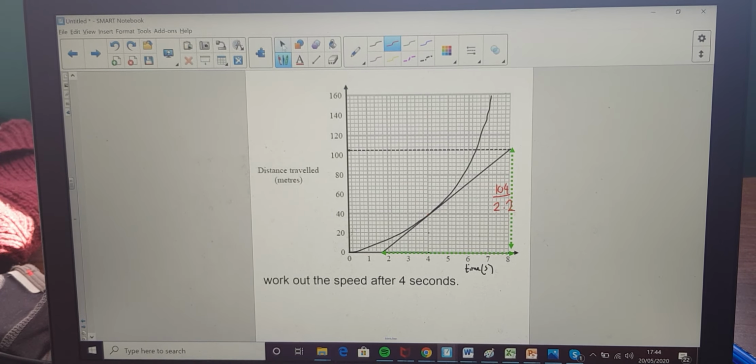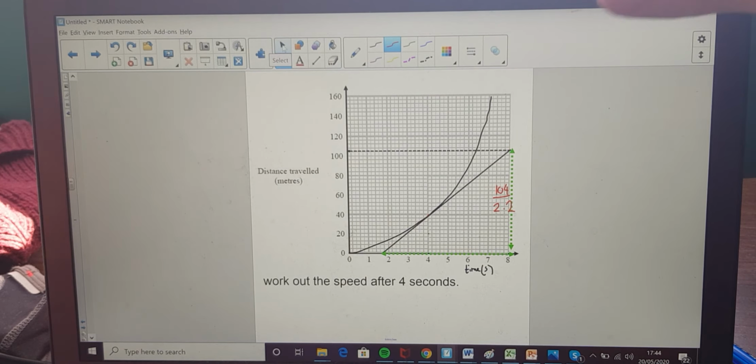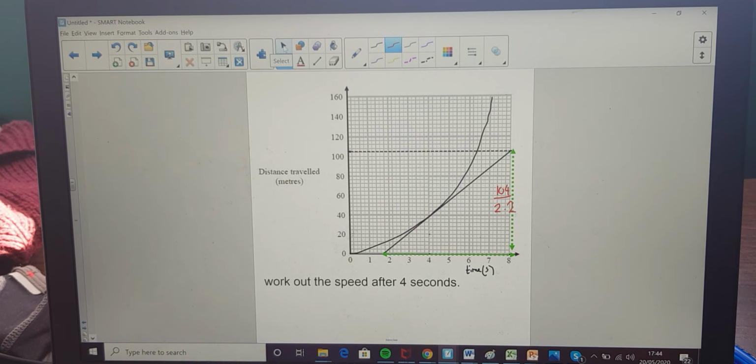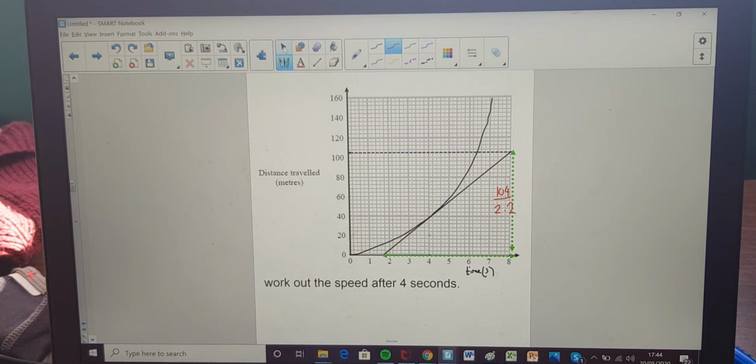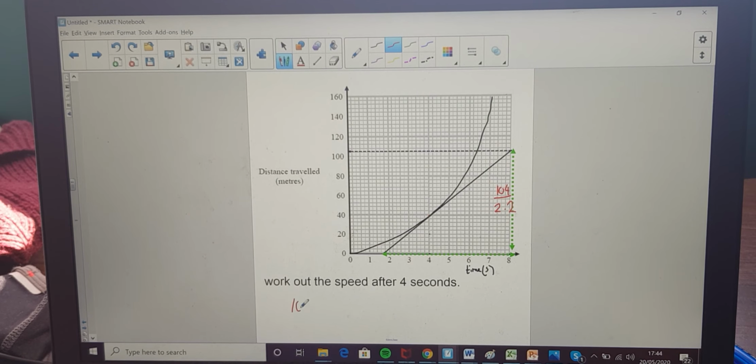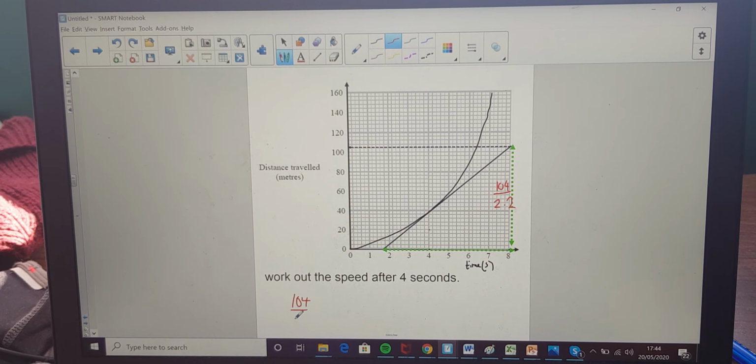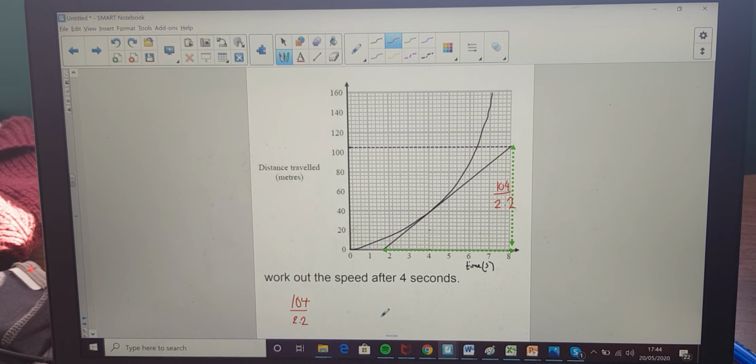So whatever that is, sorry guys, I don't have a calculator, frustratingly. I do not have a calculator to hand. The only place that is on my phone, and I'm obviously videoing this on my phone. So the speed would be whatever 104 divided by 2.2 is. Do not leave it like this. Work out what it is in your calculator and then give it as meters per second.